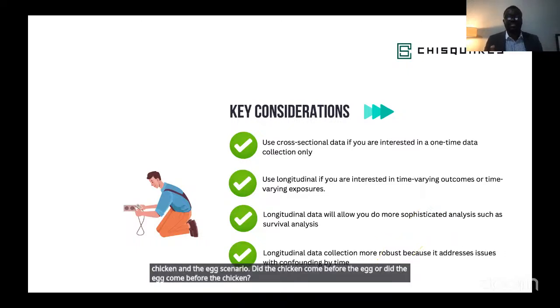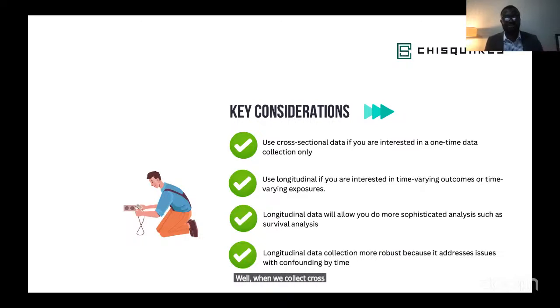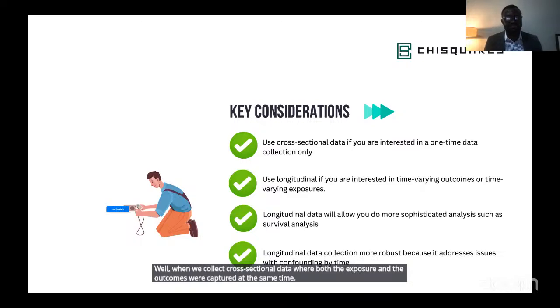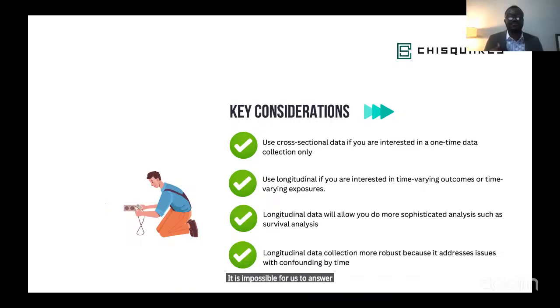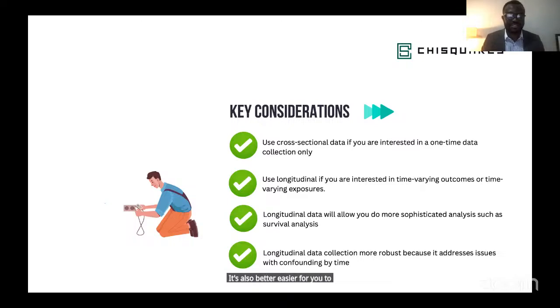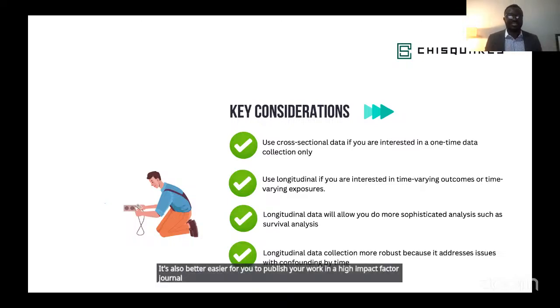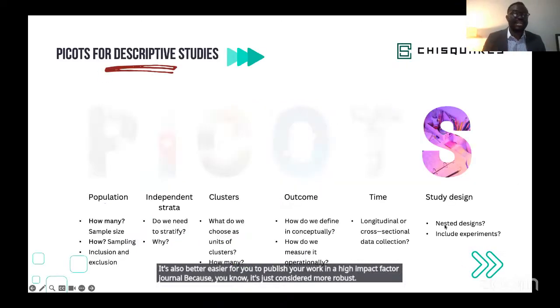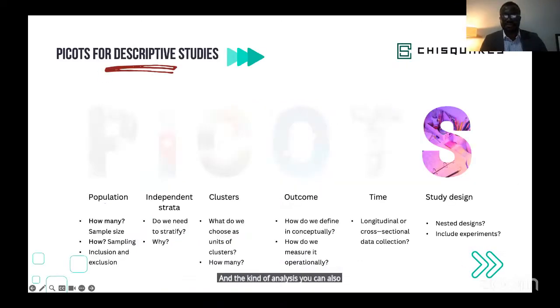Well, when we collect cross-sectional data where both the exposure and the outcomes were captured at the same time, it is impossible for us to answer that question. But when we collect longitudinal data, then it's easier for us to answer that question. It's also easier for you to publish your work in a high impact factor journal because it's just considered more robust. And the kind of analysis you can also do with that are more varied.